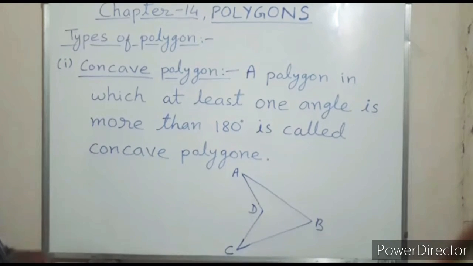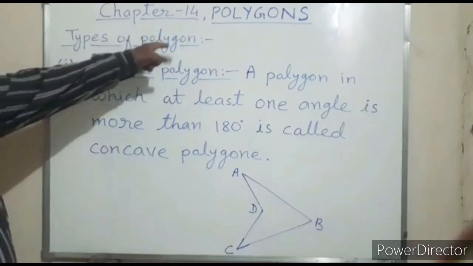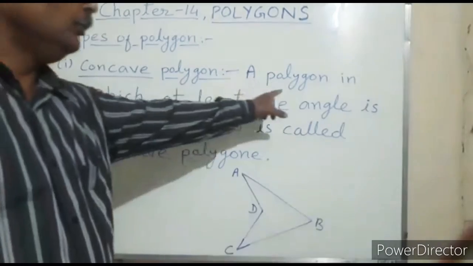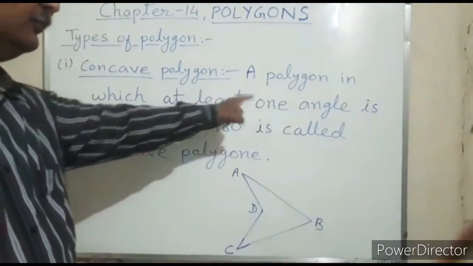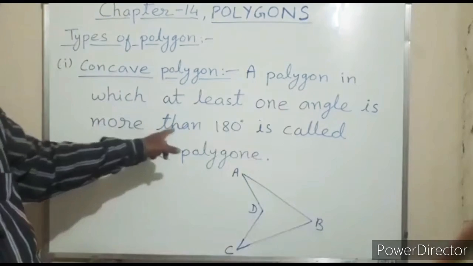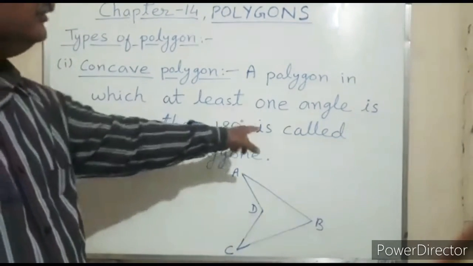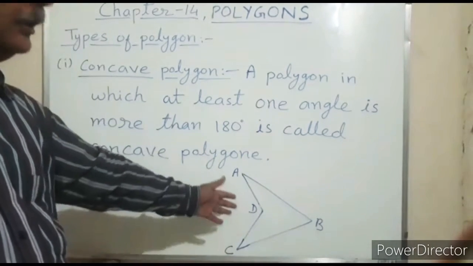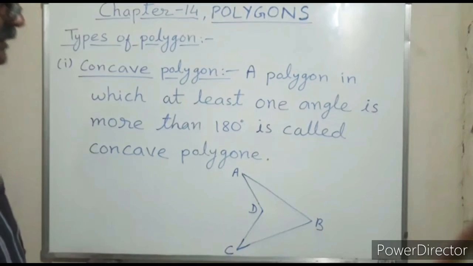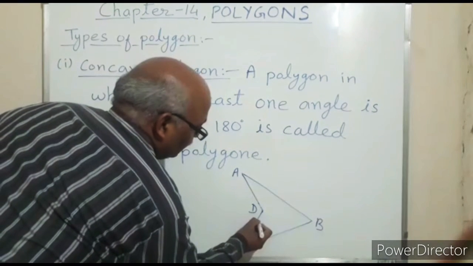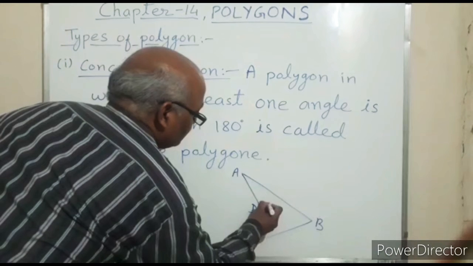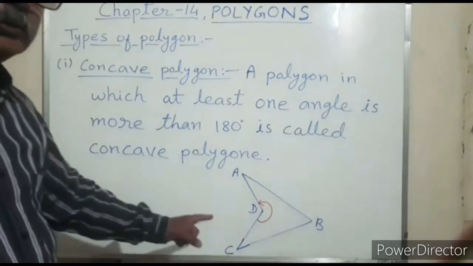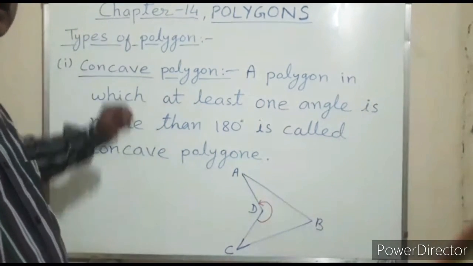Hello student. In this session we will see types of polygon. Very first, concave polygon. A polygon in which at least one angle is more than 180 degree is called concave polygon. I drew a quadrilateral here which is a polygon. You can see one angle at vertex D. This angle, its measure is more than 180 degree. So this polygon is called concave polygon.